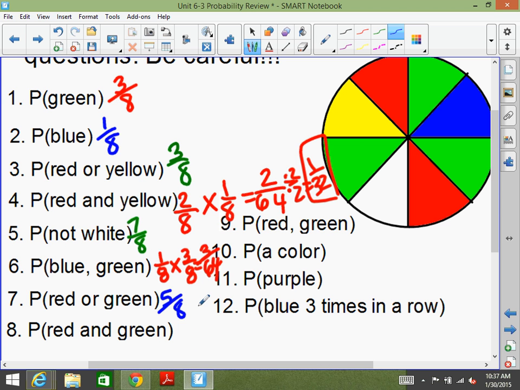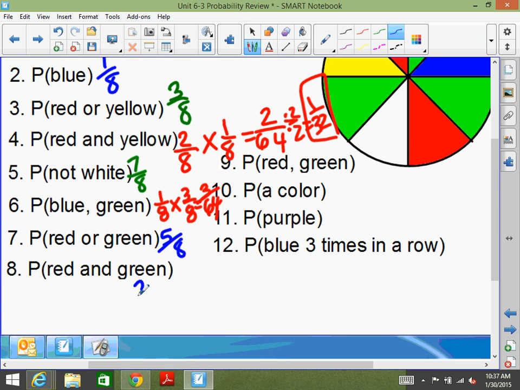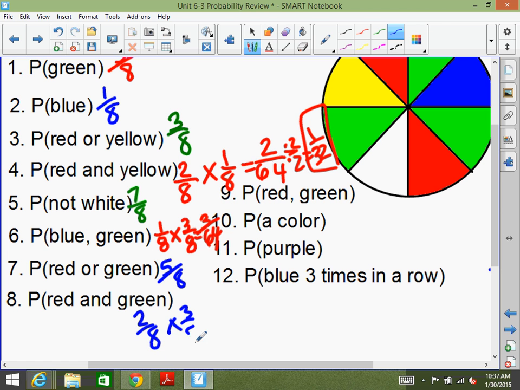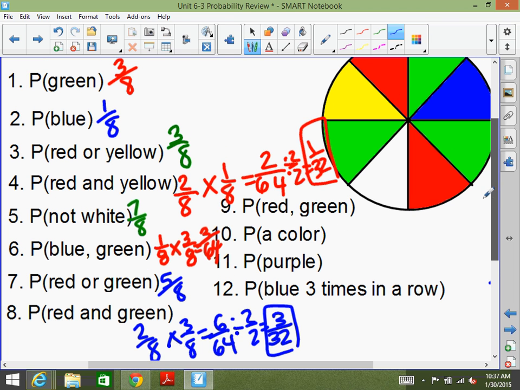Number 8, red and green. 2 over 8 times 3 over 8, which gives us 6 over 64, which can be reduced by 2. And we get 3 over 32. Okay, number 9, red, comma, green. 2 over 8. Times? It's the same thing. Good, Tanya. Same thing. So 3 over 32 again.